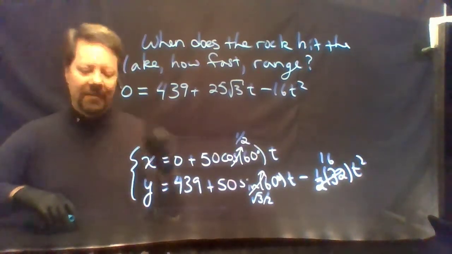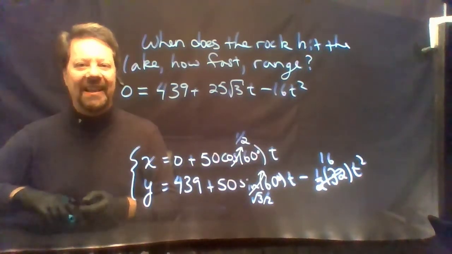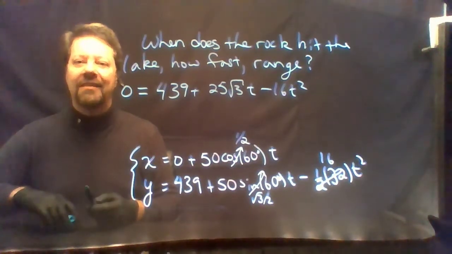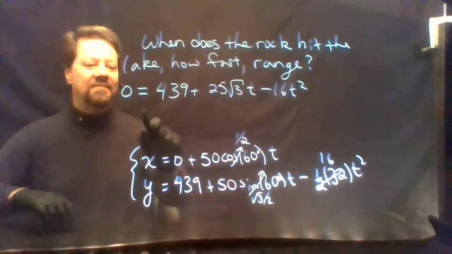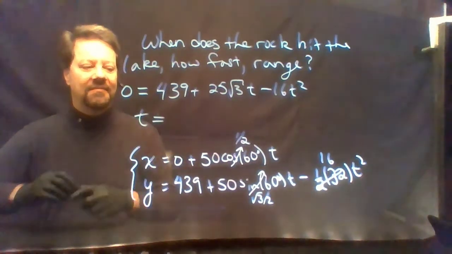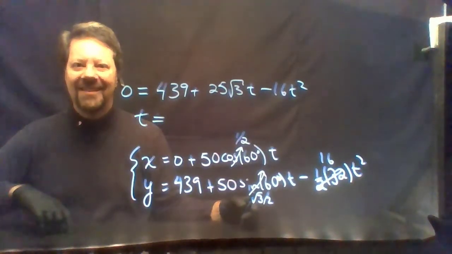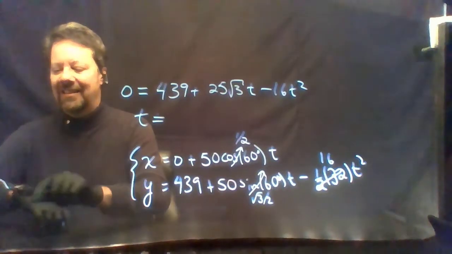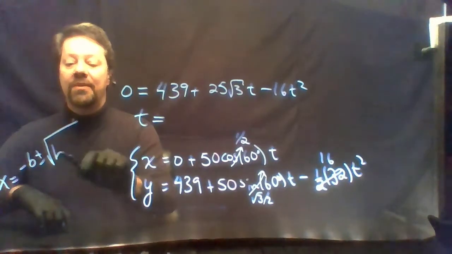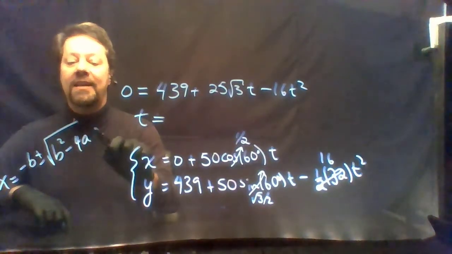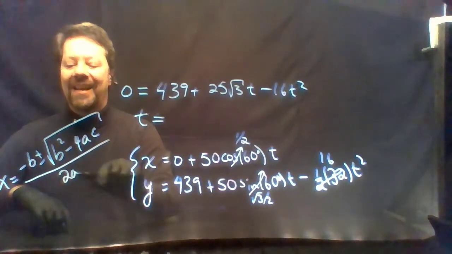One will be a positive time, the other one will be a negative time. We don't want the negative, so we'll get rid of the negative on the quadratic formula and take the plus answer. We need to use the quadratic formula. Do you remember it? X equals minus b plus or minus square root b squared minus 4ac all over 2a.